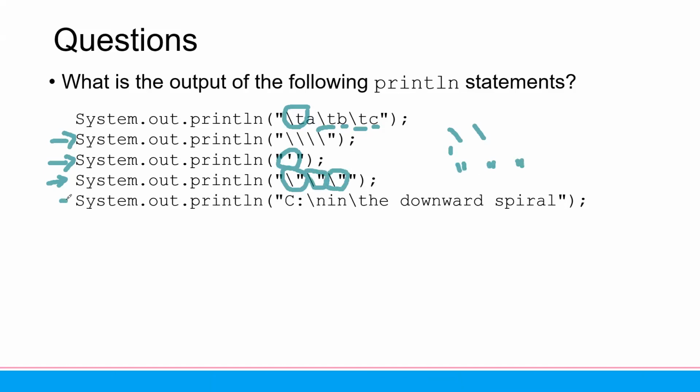What about the last one? We have the C, and then we have backslash n, so we go to the next line. Then backslash t, so we have a tab.